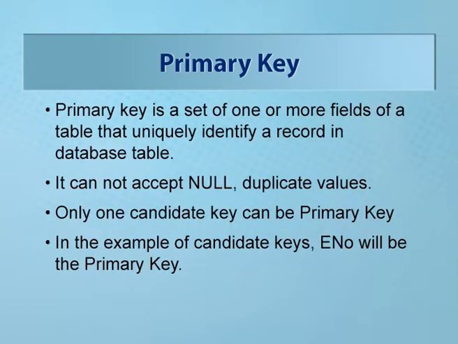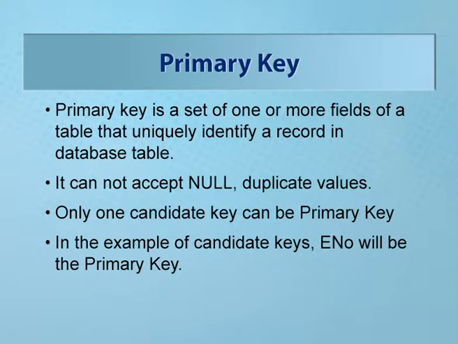Then comes the primary key. A primary key is a set of one or more fields of a table that uniquely identify a record in a database table. It cannot accept null or duplicate values. So, this is where the variation lies between a candidate key and the primary key. It cannot accept a null value in the field, and it cannot accept duplicate values. So, if there is a field which does not accept null and does not accept duplicate values, that key can be identified as the primary key for that table.